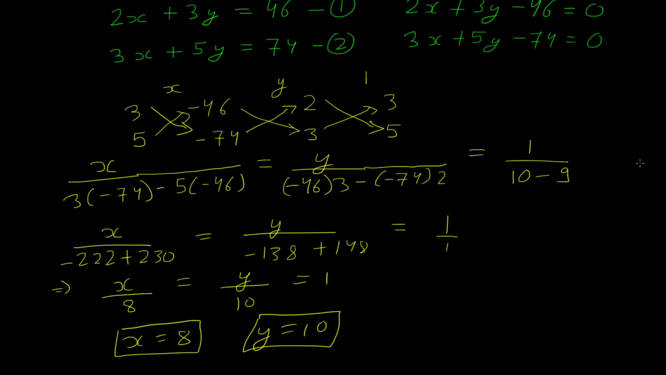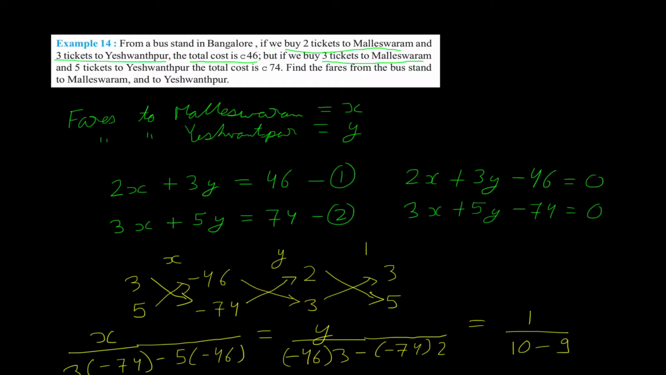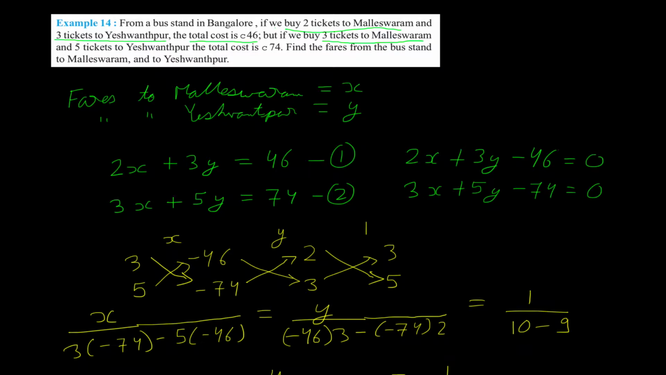So let us quickly check if we got the right answer. We got x as 8 and y as 10. So if you buy 2 tickets to Malleswaram, that will be 16, plus 3 tickets to Yeshwanthpur, 30. 16 plus 30 will be 46. If you buy 3 tickets to Malleswaram, 3 times 8 is 24, plus 5 times 10 is 50. 50 plus 24 would be 74. So we have arrived at the right solution.